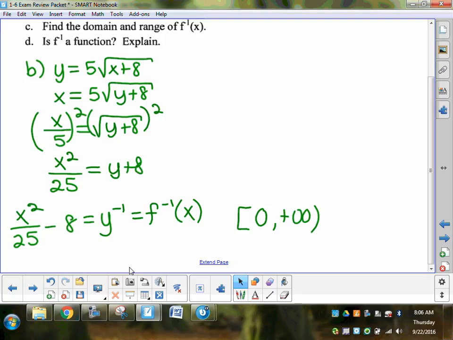Let's ask this, how about for C? What's the domain of C going to be? Or sorry, what's the domain of our inverse going to be? Maddie, what do you say? Take a look at our inverse. What would the domain on that inverse be?